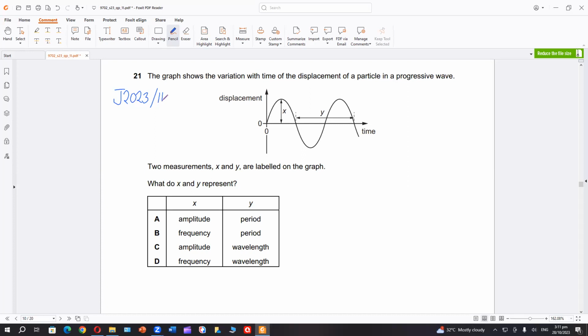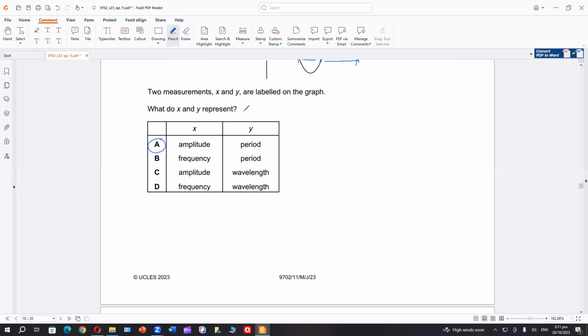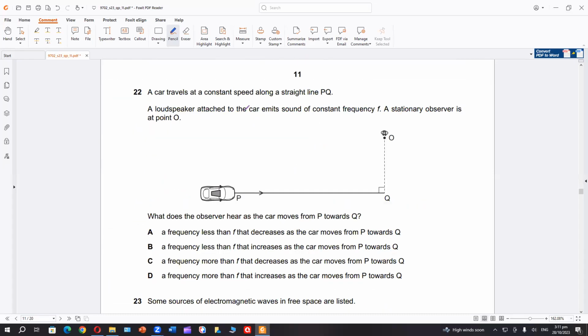Double check. X-axis is time, y-axis is displacement. So it's quite visible that this is the time period and this is the amplitude. That was an easy starting question.